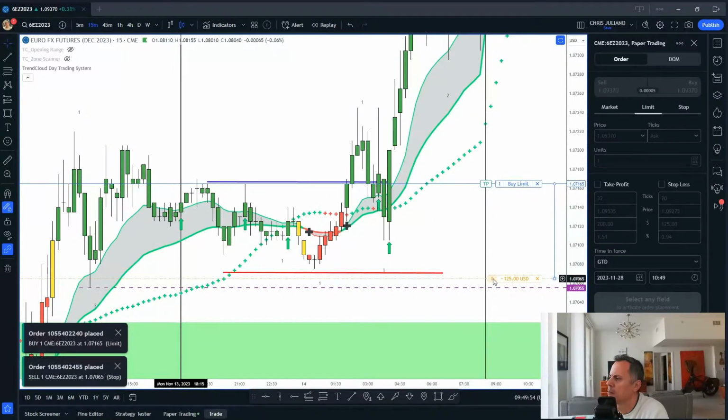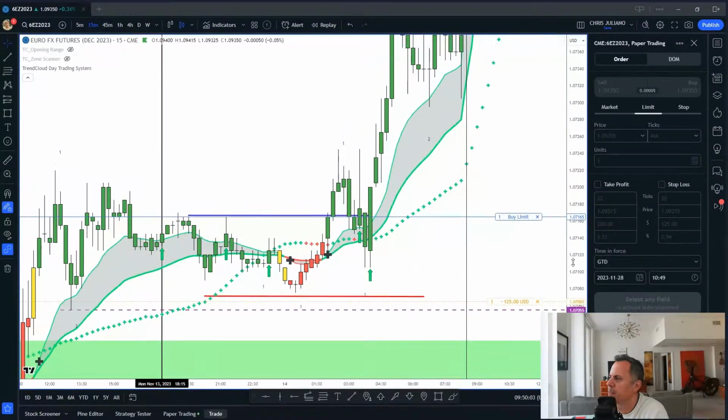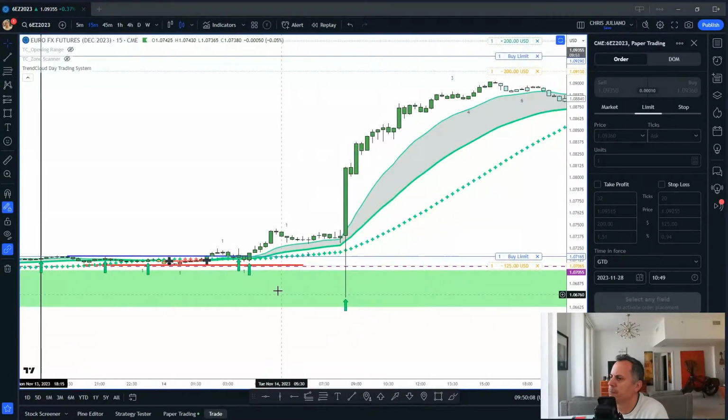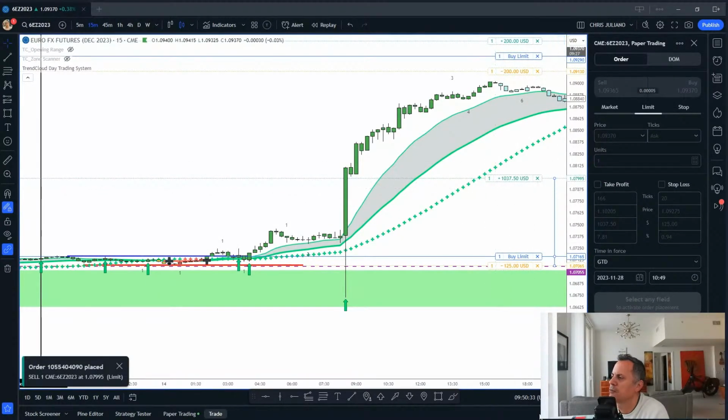$125. Can we afford two? Nope. But we can afford one right there. Big win. Big win, right? You definitely hit your 2 to 1. I mean, look, this went all the way up to here, pulled back, stopped everybody out, and then kept going, right? But you definitely hit your 2 to 1 target, that's for sure. This thing went all the way up. Beautiful.